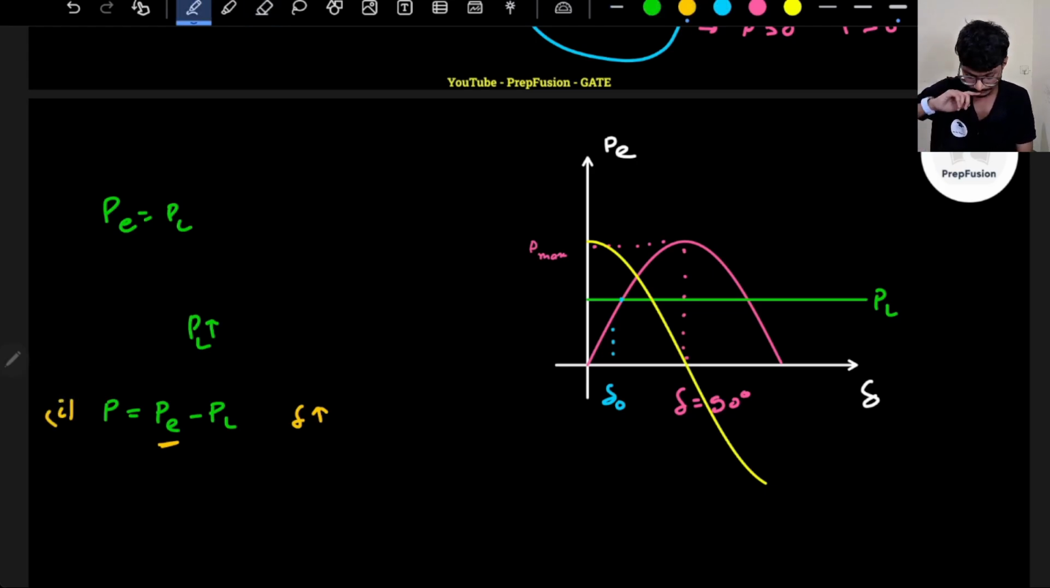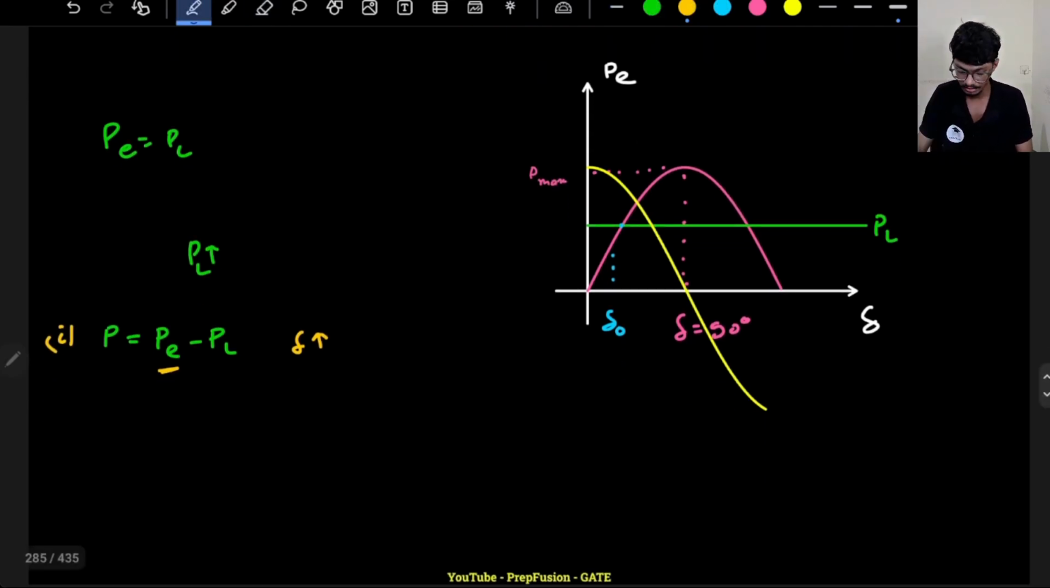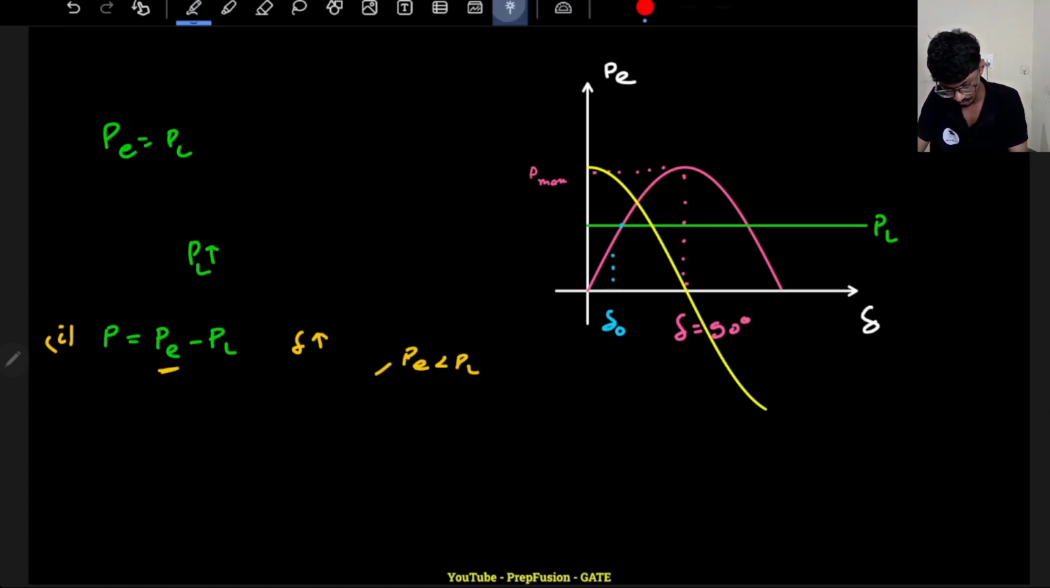Delta is increasing, but in this region PE is still less than PL. So I'm going towards this point. At this point, my PE and PL both will be equal, but in this region PE is still less than PL. So it is still negative.